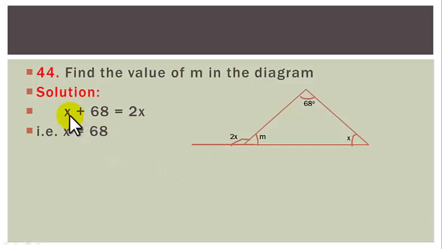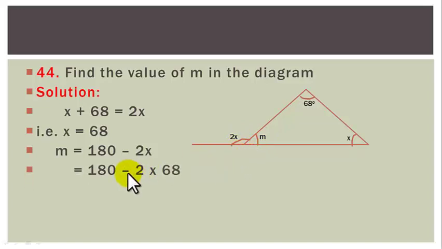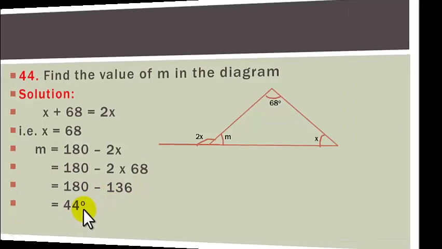That's when you cross this x to join the 2x, that will become 2x minus x, which is x is equal to 68. And if x is equal to 68, that means m is equal to 180 minus 2x. That is, the sum of the angles on a straight line is 180. So m will be equal to 180 minus 2x. And this is equal to 180 minus 2 times 68, which is equal to 180 minus 136. And 180 minus 136 is 44 degrees.